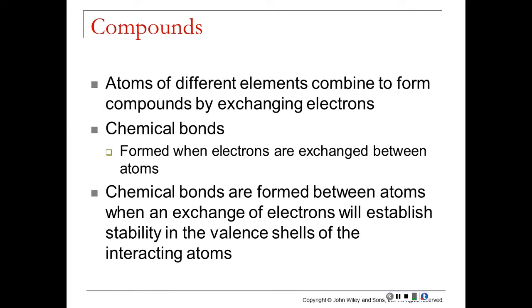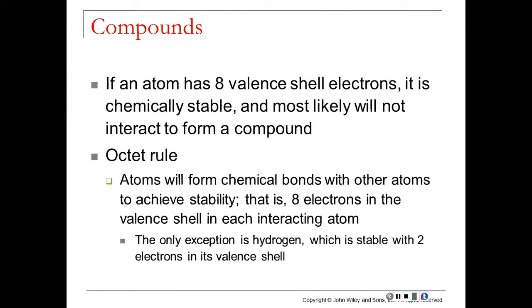Atoms are going to form those chemical bonds when those electrons are exchanged between them, and those chemical bonds form when those valence shells are interacting between specific atoms. And this is what I was getting at when I was mentioning that 8 valence shell electrons. It's called the octet rule. Atoms are going to form bonds with other atoms until they reach 8 outer electrons. The only exception to that is hydrogen, which can actually only hold 2 electrons instead of 8. But all of the other ones want to hold 8 in their valence shell.